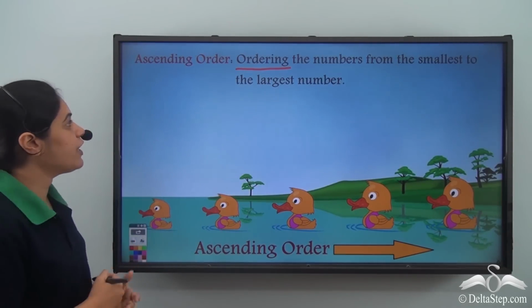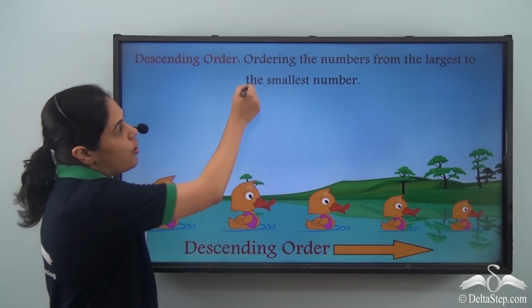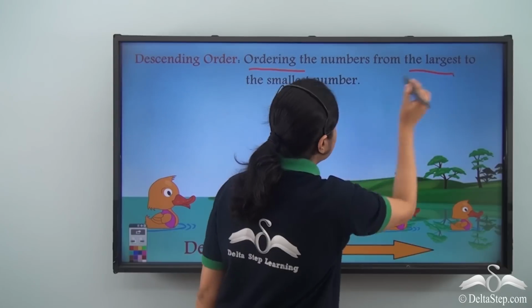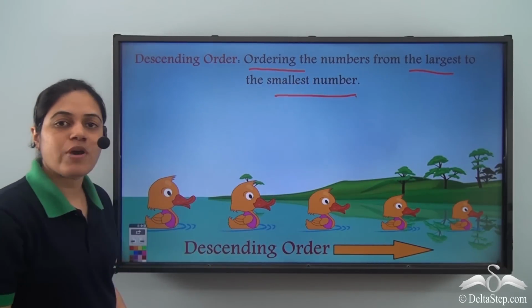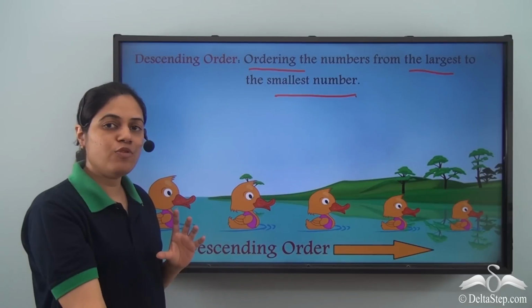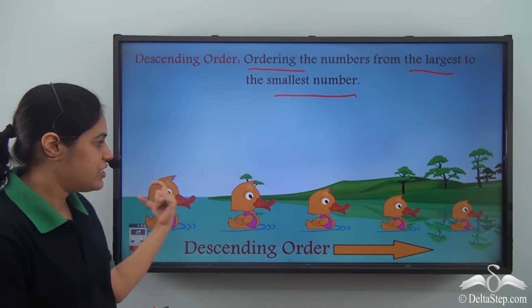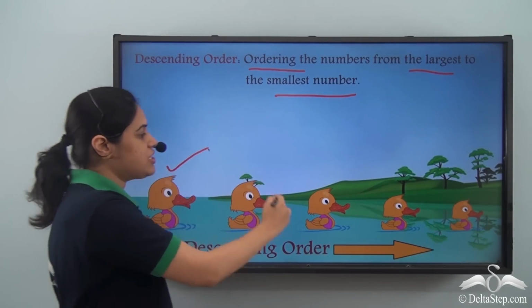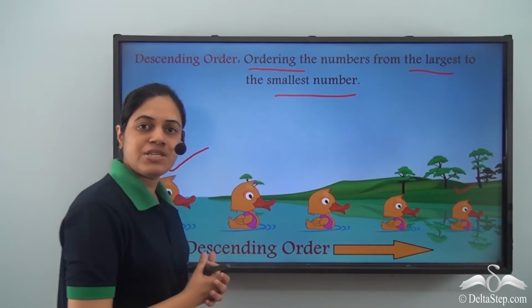And descending order means ordering or arranging the numbers from the largest to the smallest number. So I start with the largest number and then I move to the smallest number, just like how these ducks are arranged from the largest to the smallest.